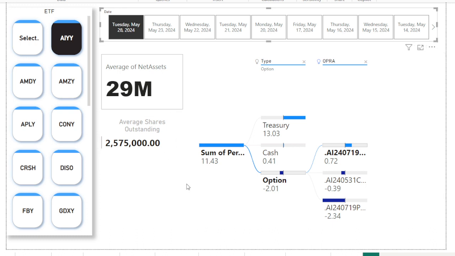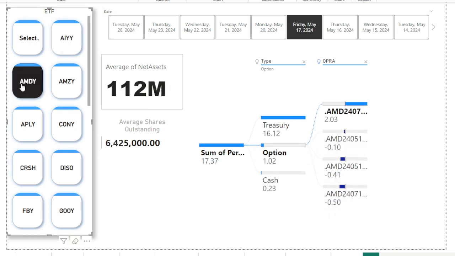Unfortunately, the value of the shares went down to 11,043 cents. What's interesting here is that the option collected so far to start the new week is $2.01. So hopefully they can keep it going forward for the short week.